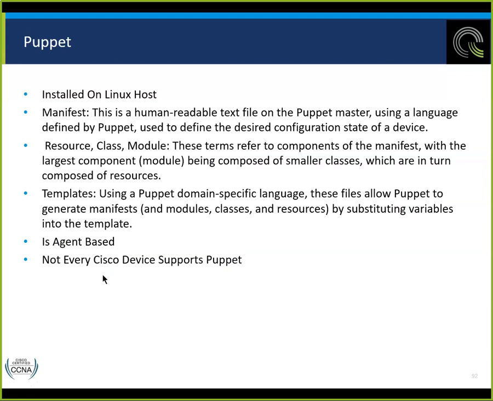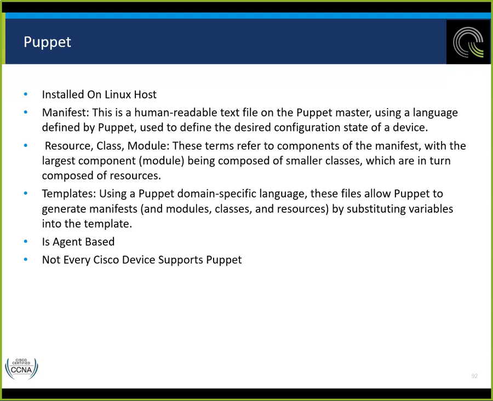Puppet, again, is installed on a Linux host. The manifest is a human-readable text file on the Puppet master using a language defined by Puppet, used to define the desired configuration state of a device. Resource, class, and module terms refer to the components of the manifest.